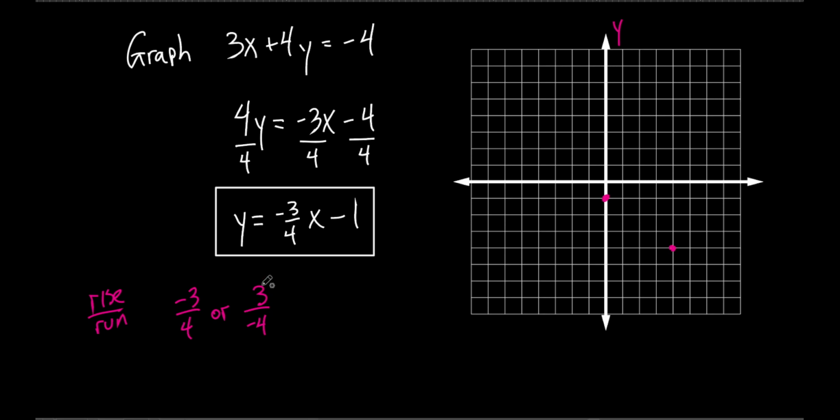What if I wanted to do the slope like this? Would that still give me the same exact line? Well, let's see. Instead of going down 3 and to the right 4, what could I do?